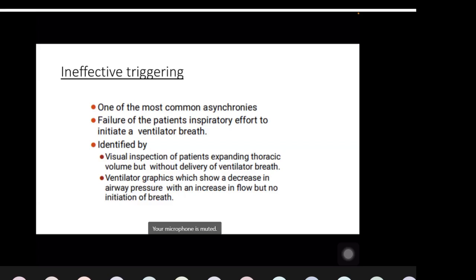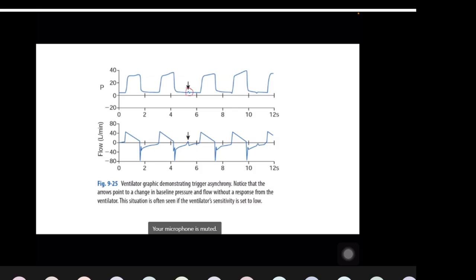It can be identified easily by assessing the pressure time scalar and the volume time scalar. In the pressure time scalar, there will be a negative deflection in the pressure wave, but there will be no flow happening. Flow also slightly increases on the side of the patient, but the ventilator will fail to sense it and will fail to deliver it.